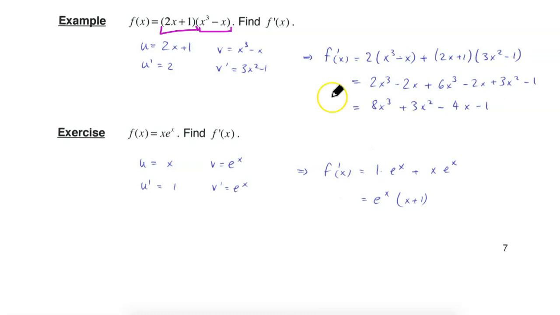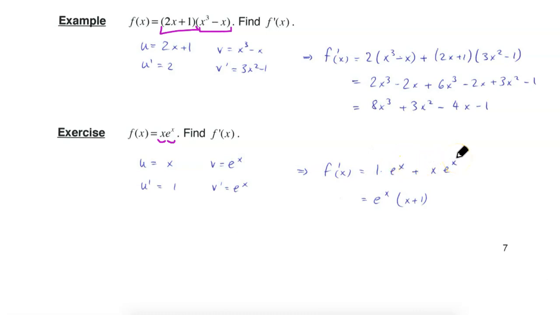Here's an example that we could not have done before knowing the product rule. F of x equals x times e to the x. So we're going to choose x equals u, and then e to the x equals v. So u equals x, v equals e to the x. The derivative of that is 1. The derivative of e to the x is e to the x. Therefore, f prime equals u prime v plus u v prime.